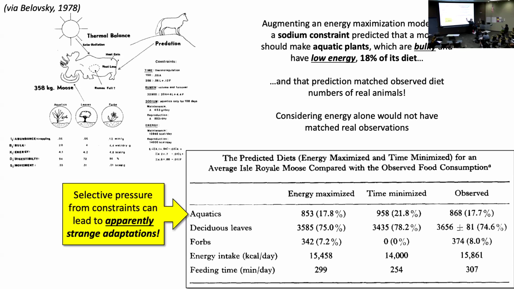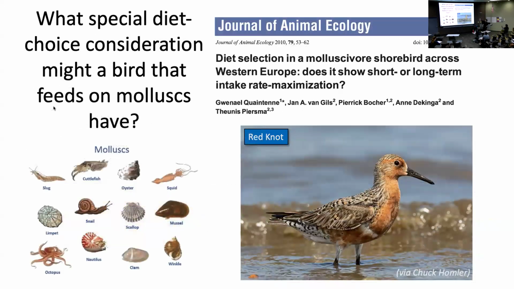He also did it with a time minimization model. And then he went out and watched moose, and it turned out that the predictions for real moose out there were pretty much dead on what his model predicted, only if you included that sodium constraint. So sodium is really driving these moose. If you only considered energy, you might get a qualitative fit to some of the patterns that you see, but you wouldn't be able to explain why the moose are spending so much time eating these aquatics, because that's not being driven by energy, it's driven by sodium. So I think that's kind of cool, this Belovsky model. And so, highlighting that aquatics there.